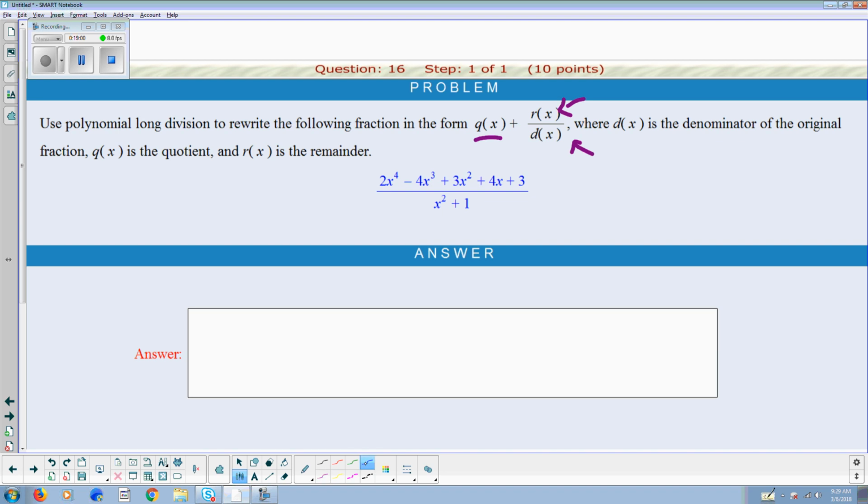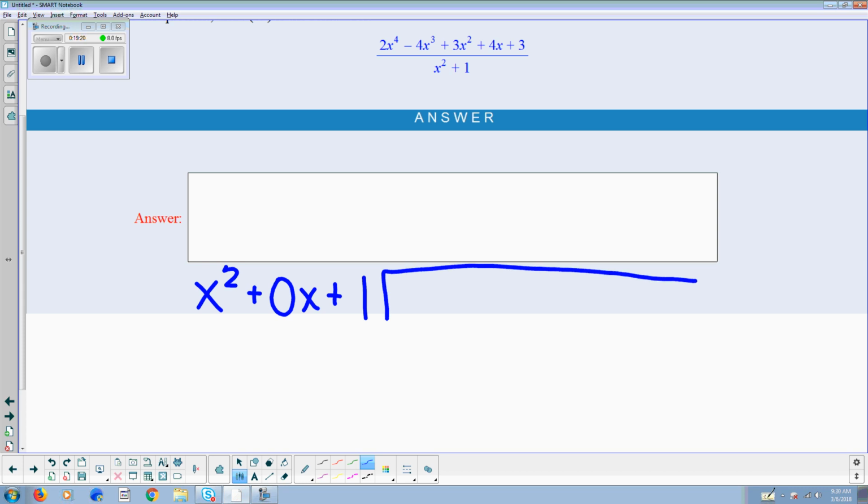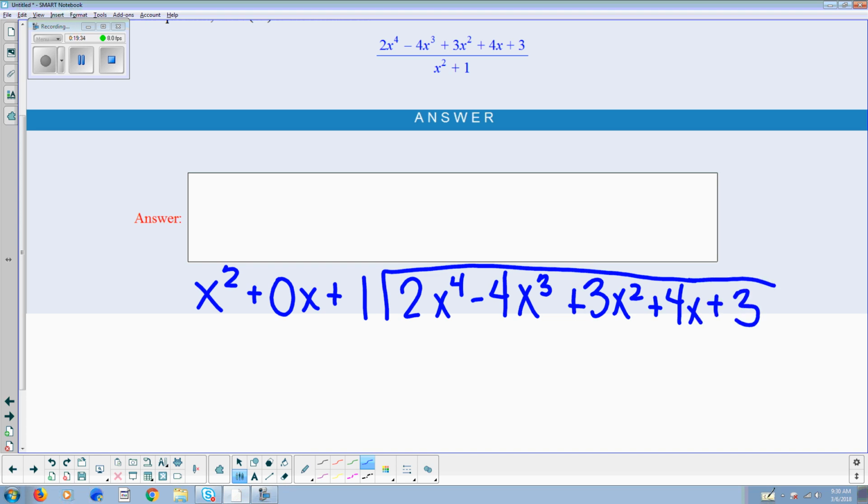So here we go. I'm going to give myself some space. When I do polynomial long division, I'm going to say x squared plus 0x plus 1. I'm not going to skip any powers. I'm going to use 0 coefficients and write all terms in descending order. I'm dividing this into the divisor 2x to the 4th minus 4x to the 3rd plus 3x to the 2nd plus 4x to the 1st plus 3, and that was in descending order and no powers were skipped.